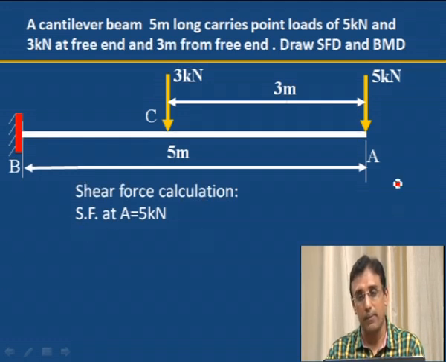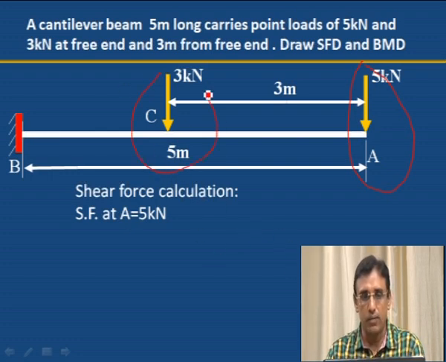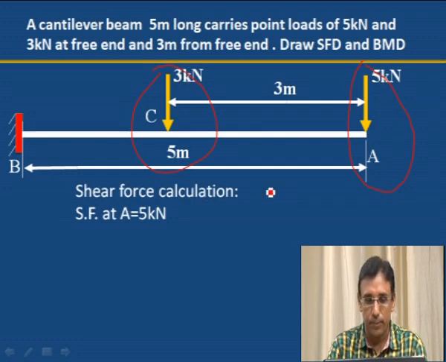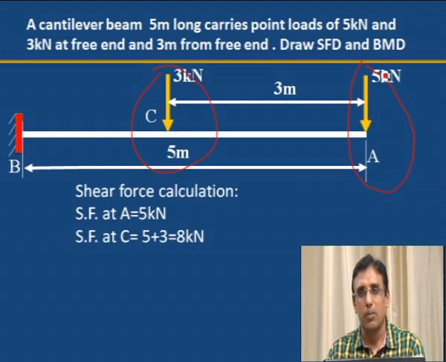Shear force at A. This is the point we are considering here. At A 5 kilonewton is acting. Therefore shear force at A is equal to 5 kilonewton. Downward we are considering as positive. Then shear force at C. What is the value of shear force at C? Here 5 kilonewton plus another 3 kilonewton is added at C. 5 kilonewton plus 3 kilonewton, total is 8 kilonewton shear force at C.